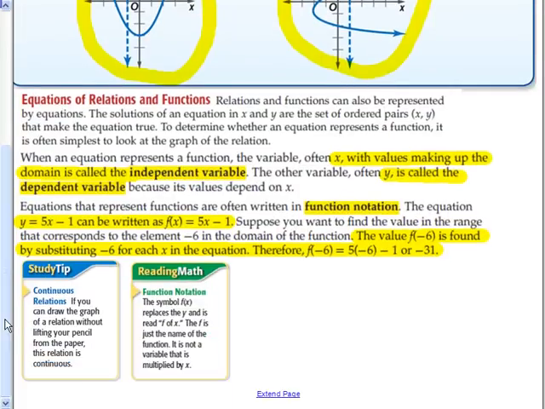Then we also need to know independent and dependent variables, and function notation. We will be evaluating functions with this. Again, hit pause.